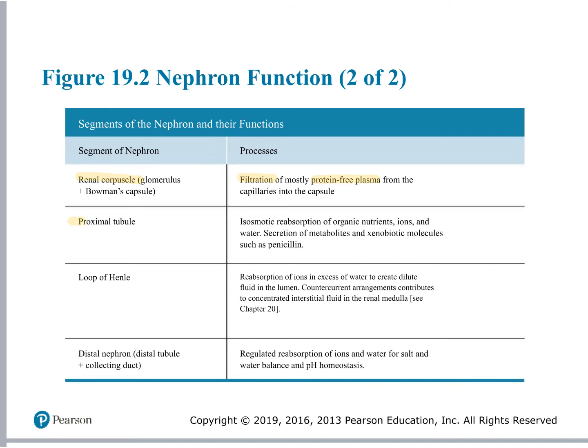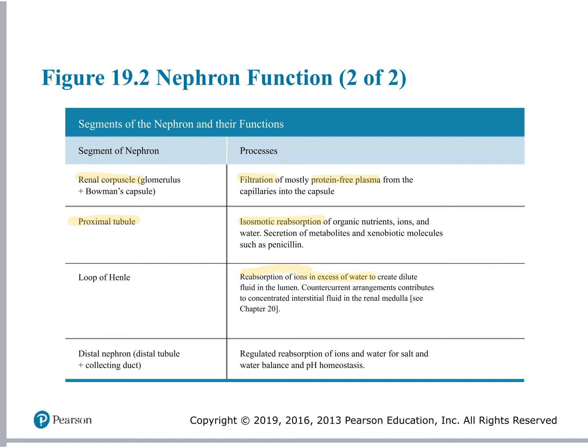And then at the proximal convoluted tubule, that's where you have isosmotic reabsorption. What does isosmotic mean? That means they have the same osmolarity. So the tissues that are surrounding the proximal tubule and the fluid inside of the proximal tubule, they have the same osmolarity. And then at the loop of Henle, we have reabsorption of ions and excess water.